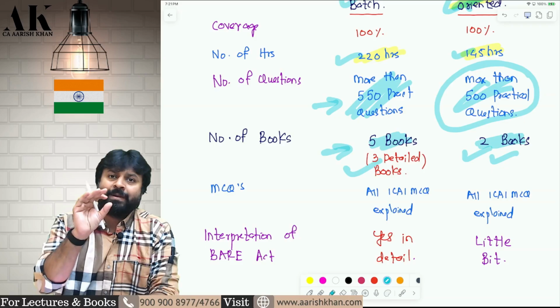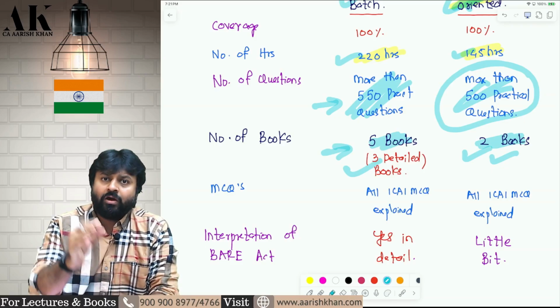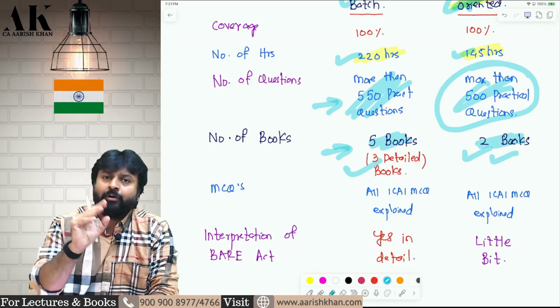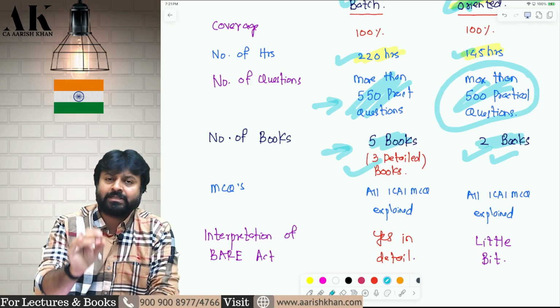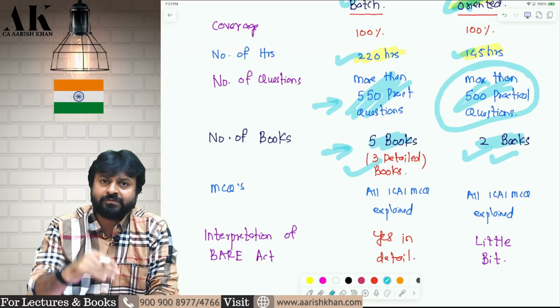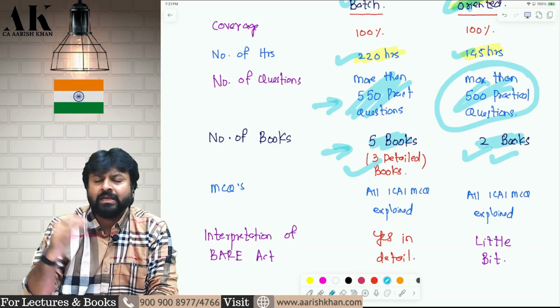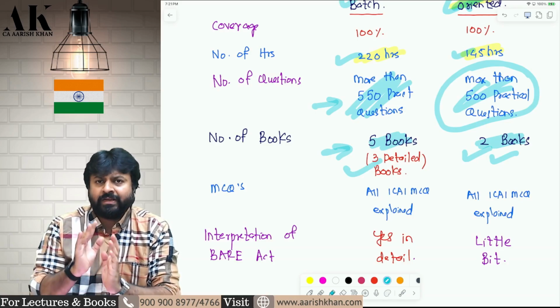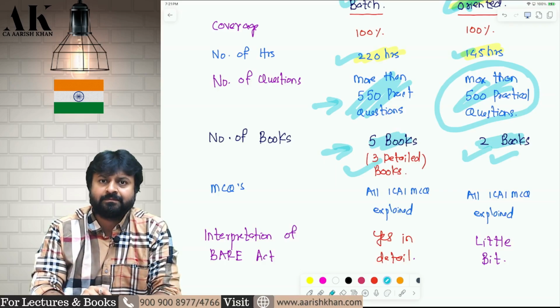The detailed book is nothing but the bare act of the income tax along with the ICAI material for some important topics. The detailed book does not cover the entire syllabus. It covers important topics where we need to do analysis of the bare act. Because we have time, we do analysis of the bare act in the regular batch. In the exam oriented batch, we don't have time, so we explain from the exam perspective.